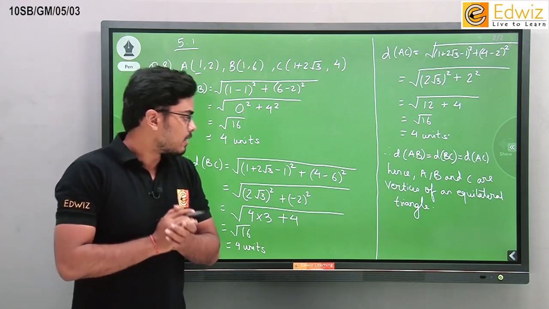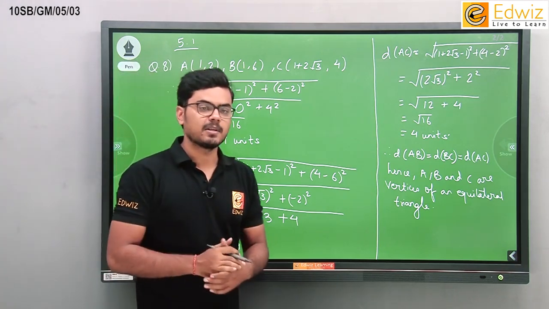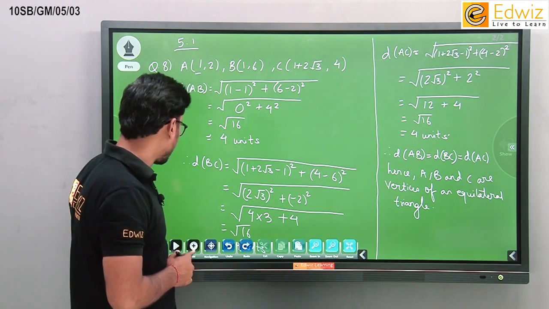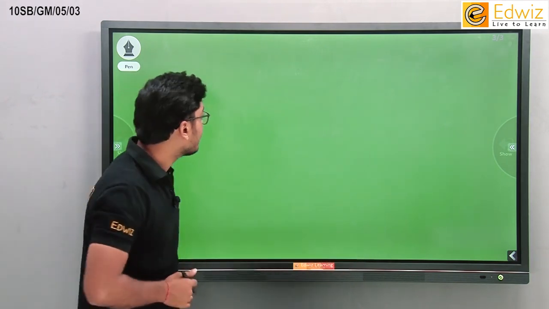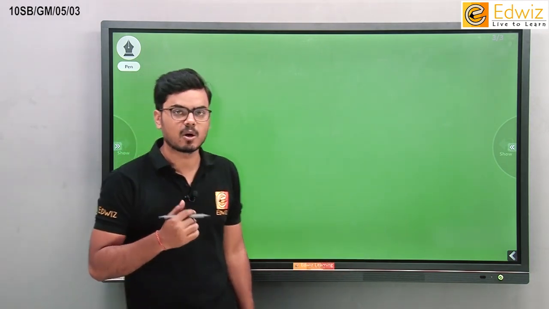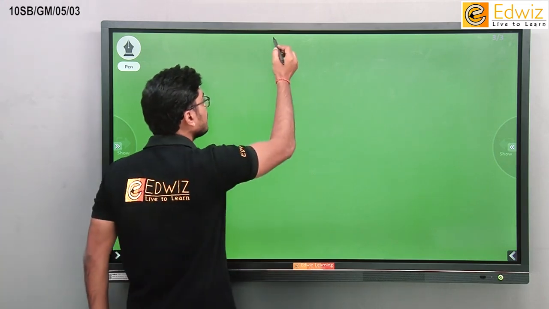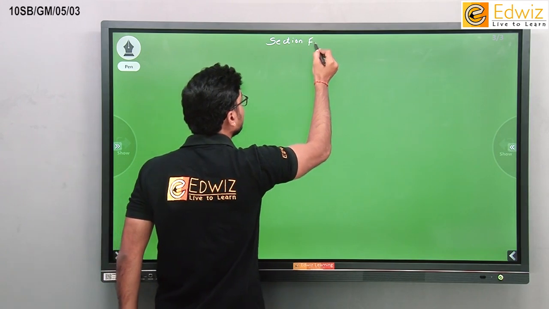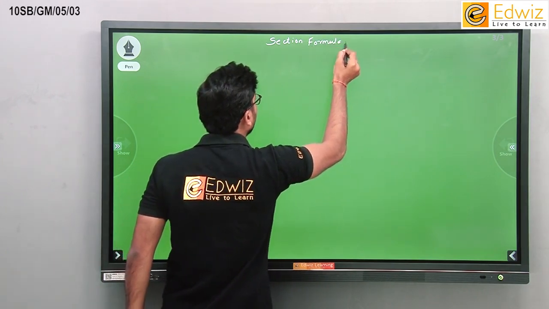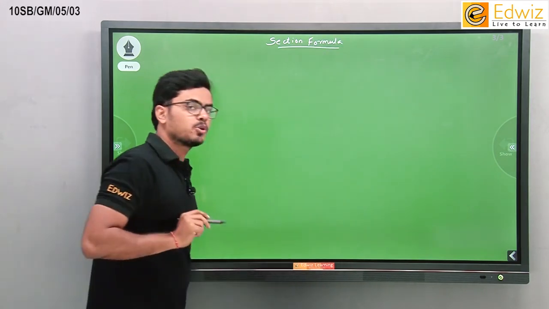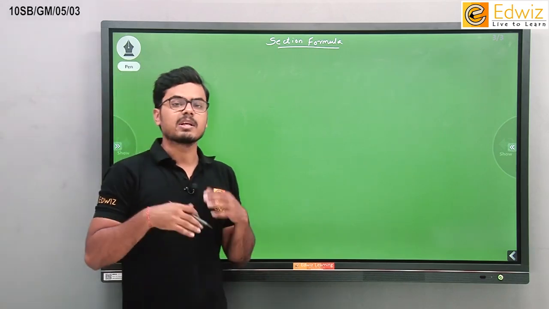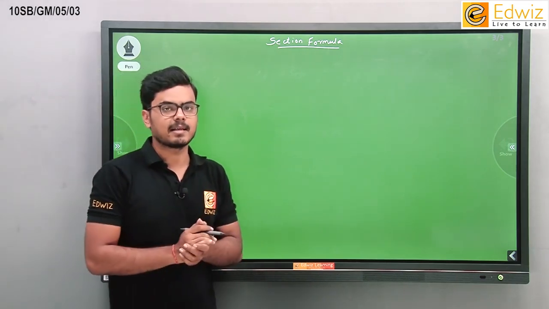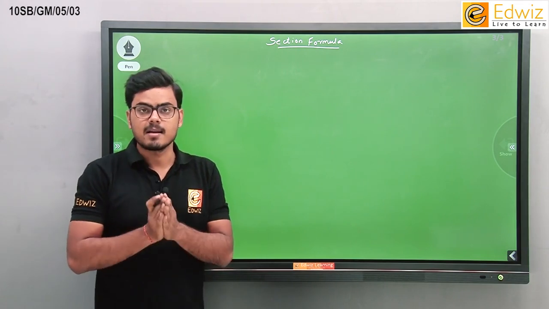Okay students, so now let us start with the next part of the chapter. Okay, going to the next page. We are going to talk about something called as section formula. But before that, there is one thing that you should know in advance. Okay, we have to recall something that we did in the 9th standard, the properties of parallel lines.